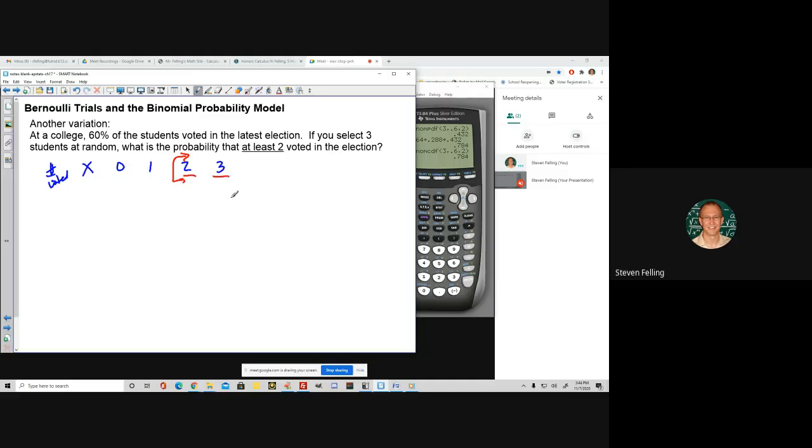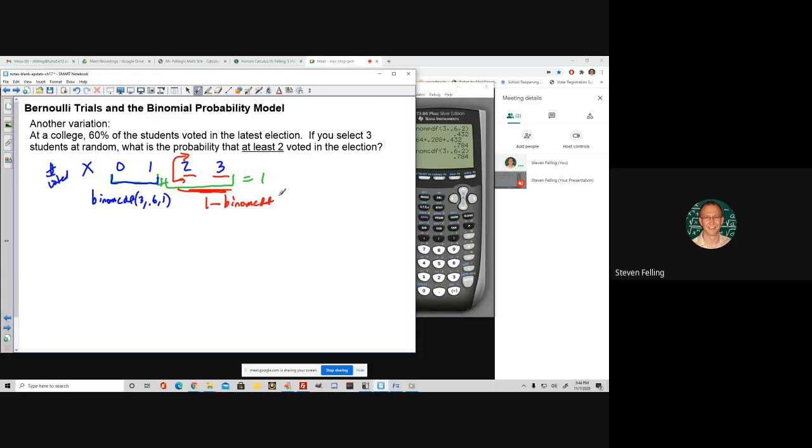There's 2 ways I could do this. Because it's 2 or 3, I could do a binomial PDF for 2 and add it to a binomial PDF for 3. But instead, what if I was a little cleverer and said, wait a second, this plus this together has to add up to 1. So to find this probability, I'm just going to take 1 and subtract off this probability. So this probability over here is going to be given with binom CDF, cumulative total. 3 people were asked, 60% chance of voting, up to and including 1. And that means that this probability over here is just going to be 1 minus that probability.